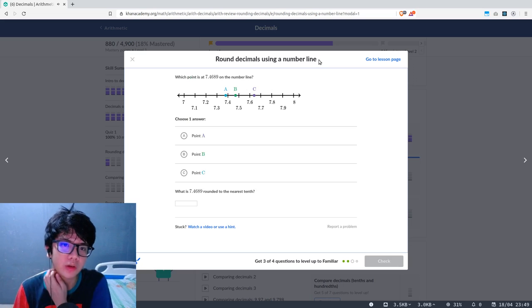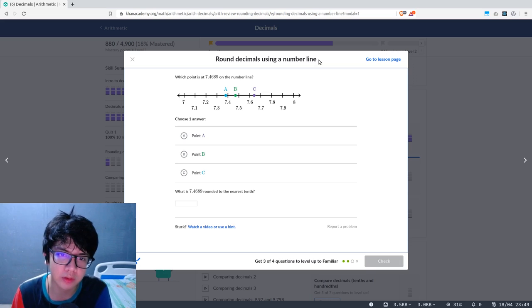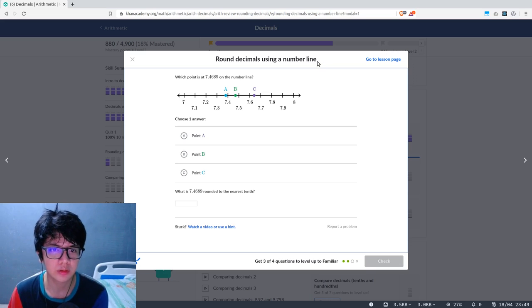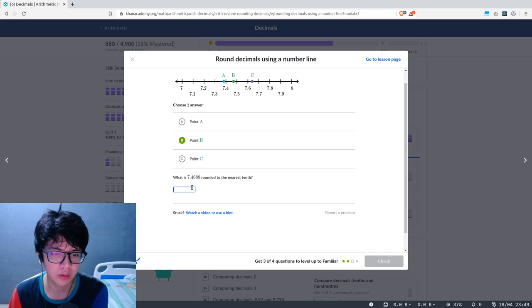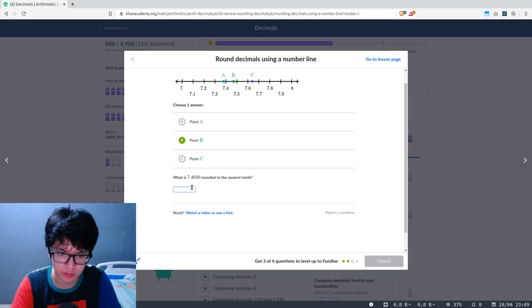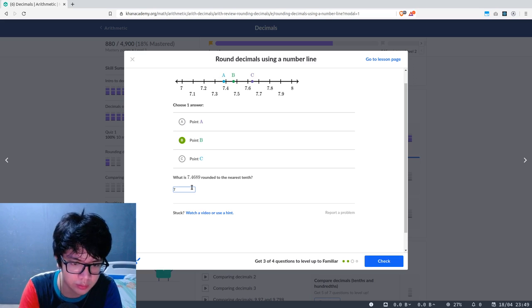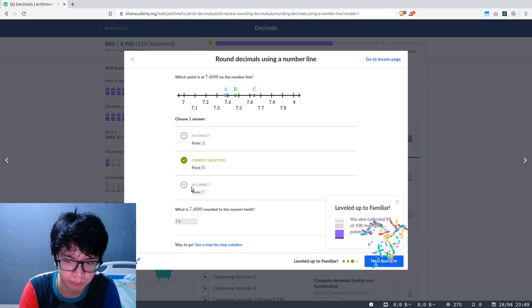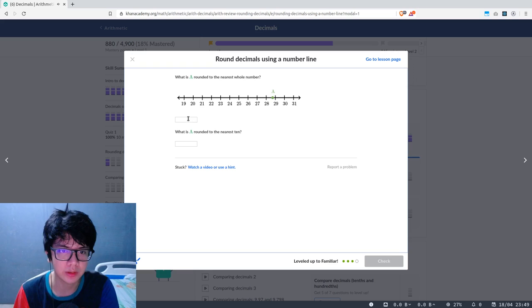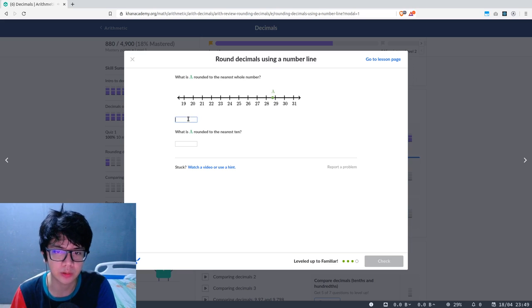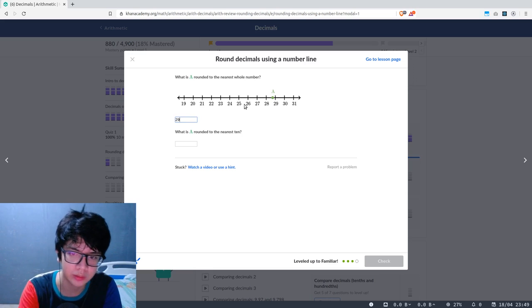Which point is it? 7.46 on the number line? 7.46 on B. What is that rounded to the nearest tenth? 7.5. What is A rounded to the nearest whole number? Okay, it's 59.